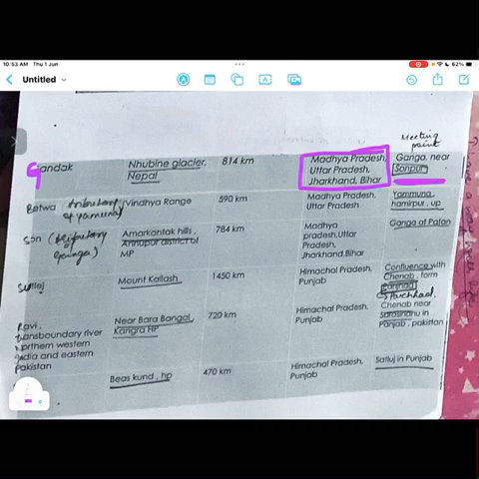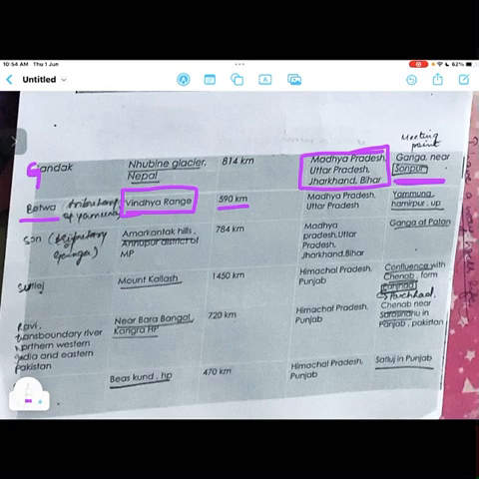And then is your Betwa and Son. Betwa is tributary of Yamuna and Son is tributary of your Ganga. So you should be very clear. We will be studying about the tributaries of different rivers in the last part of the video. So stay connected and stay tuned, right? So Betwa is basically originating from Vindhya range. You must be knowing it is there in Madhya Pradesh, and it is 590 kilometers in length.